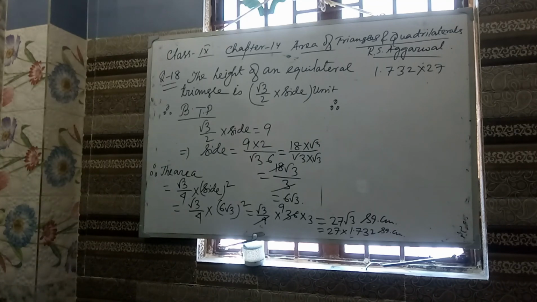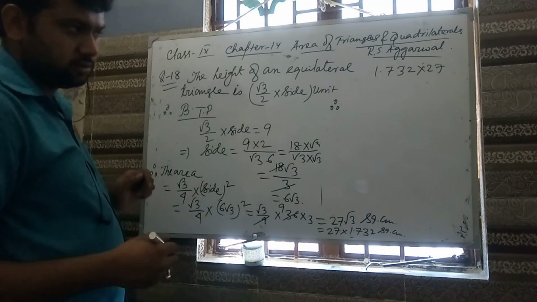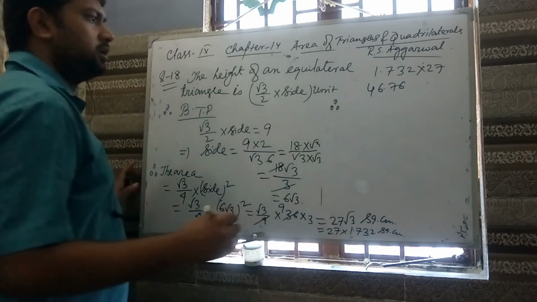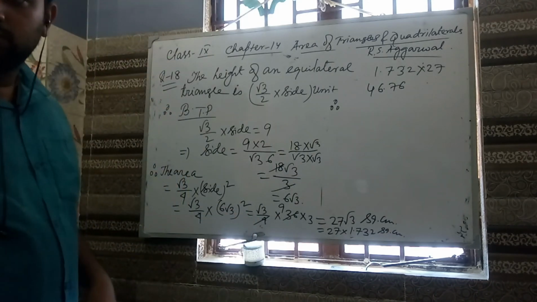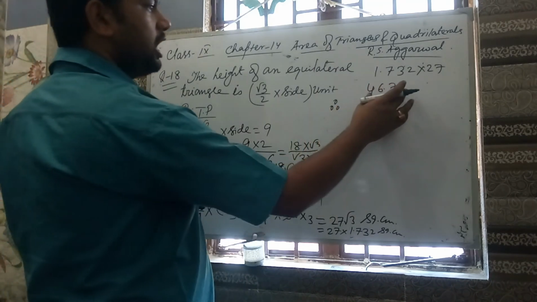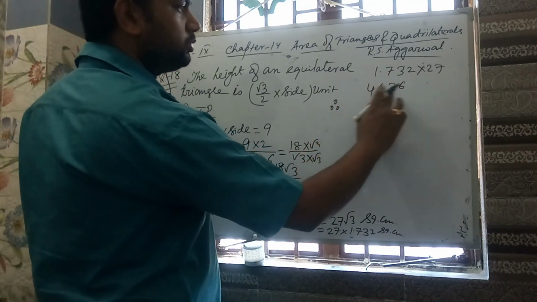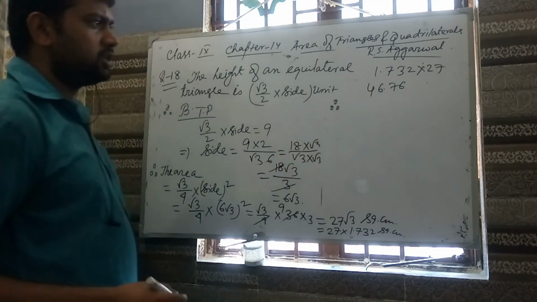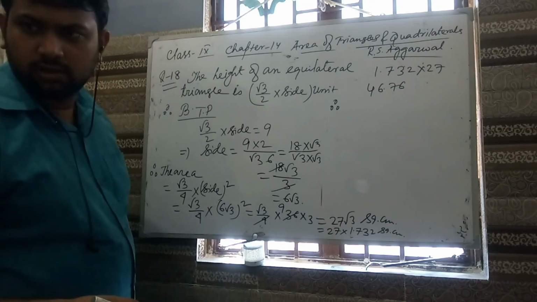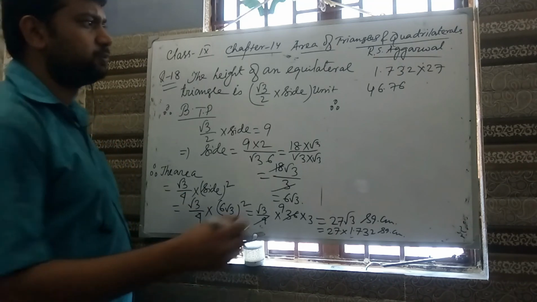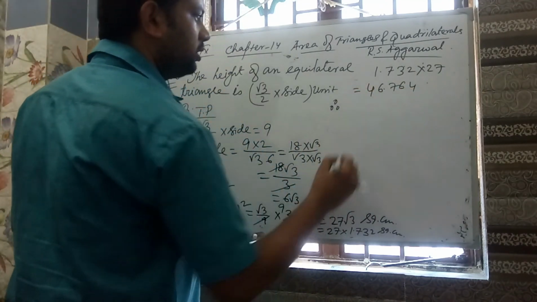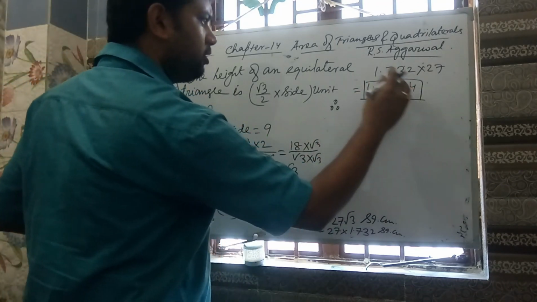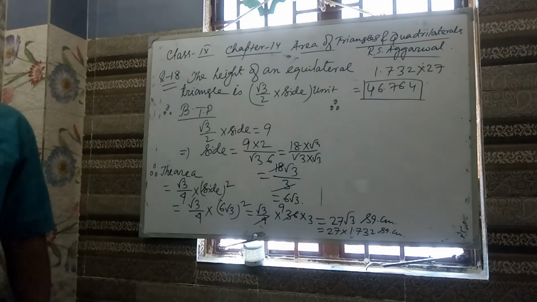What is the result? No, first of all, what you have to find out? We have to find out the result correct up to 3 places of decimal. Then you have to round it off. So multiply 1.732 into 27. It is 46.764. This is the result when we multiply 1.732 and 27.